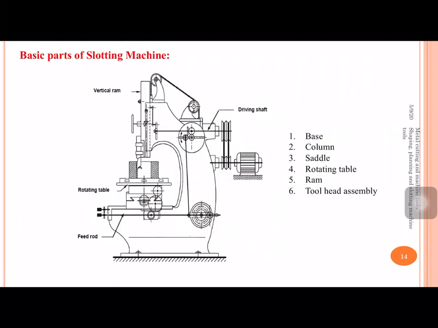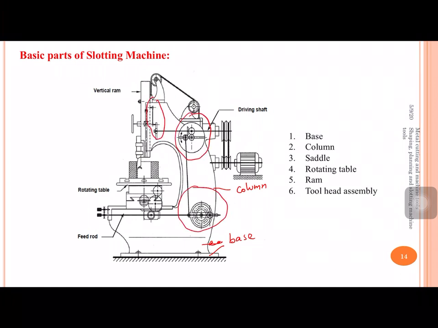So here also the parts are very similar to what we discussed in the shaping machine and the planing machine. This is called the base of the machine tool. This is called the column. The column is placed on the base of the machine tool. So this is the base, not this. And you can see all the machine elements which are required to produce the kinematic aspects related to the machine tool are placed inside this hollow column.